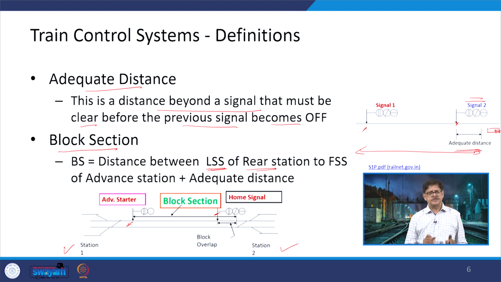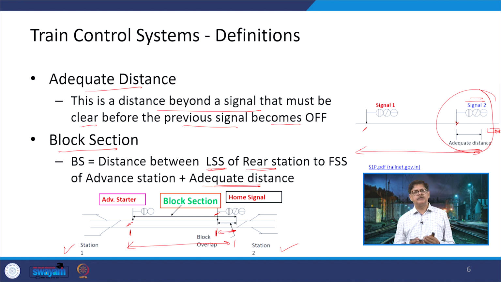So, what is the block section? Block section is the distance between the point here and the point on the other side which is related with the home signal plus adequate distance, because we already talked about this, that there needs to be an adequate distance. So, this adequate distance is provided here. That is the total distance which we are talking about as a block section. Now you must have understood when we have been talking that the train has moved into a block section or the train is in the station section and so on, and what was the basic difference between these.